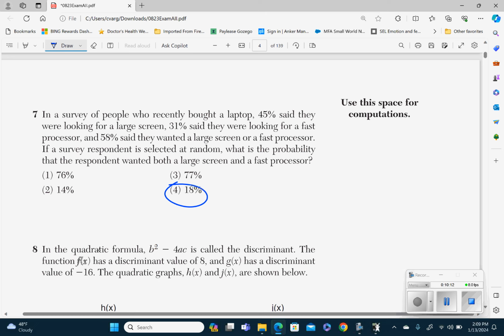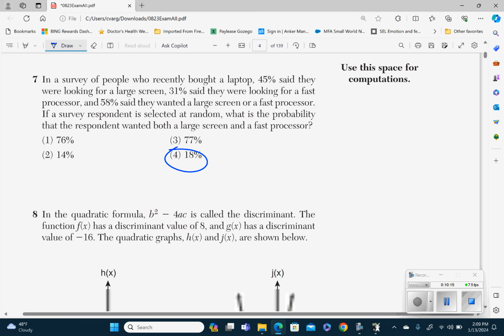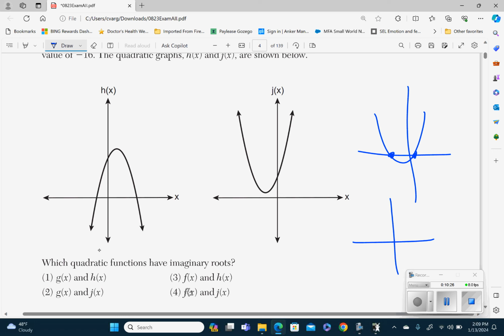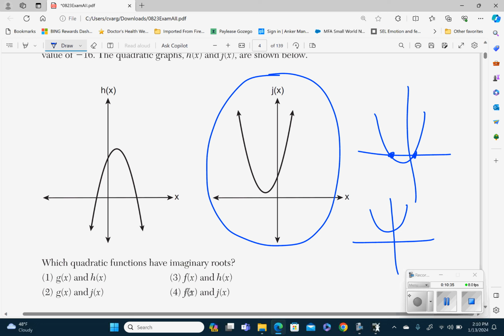Which quadratic functions have imaginary roots? For this next one right here, I want to refresh your memory about what imaginary roots are. This has real roots, right? It's where it crosses the x-axis. Imaginary roots are where it does not cross the x-axis, like for example, like that, okay? So in saying that, automatically I can see that j of x is going to have imaginary roots. It can look like that, or it can look like this. It does not cross the x-axis. So anything that has j of x in it is going to be part of our answer.